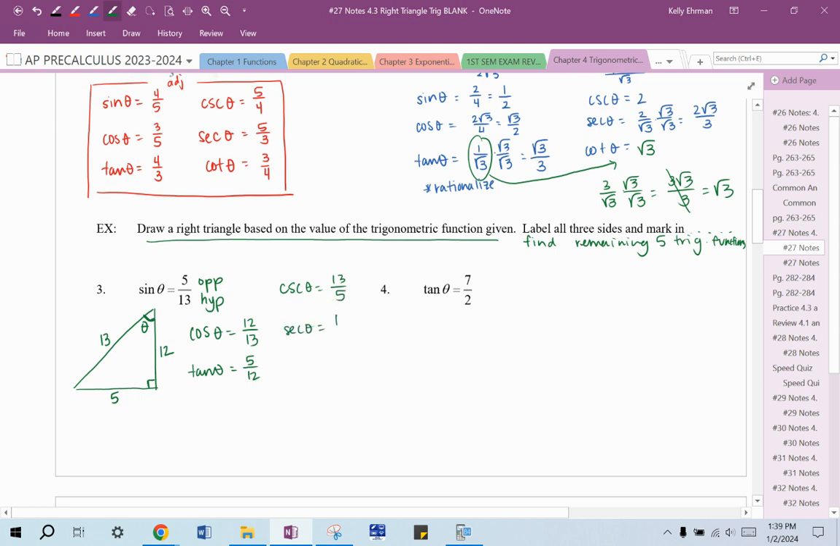Secant theta, 13 over 12. And cotangent theta, 12 over 5. All right, tangent of theta is 7 over 2.